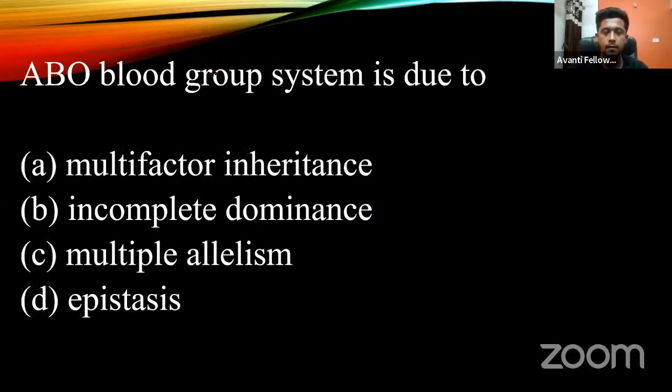Yeah, sorry. So our first question. We have to take a quiz before the class. The first question is: ABO blood group system is due to. We studied blood grouping, right? And we studied the factors affecting blood grouping, like how the blood groups represent themselves in phenotypic characteristics. Here are our options: multi-factor inheritance, incomplete dominance, multiple allelism, and epistasis. I expect you to answer within a minute.